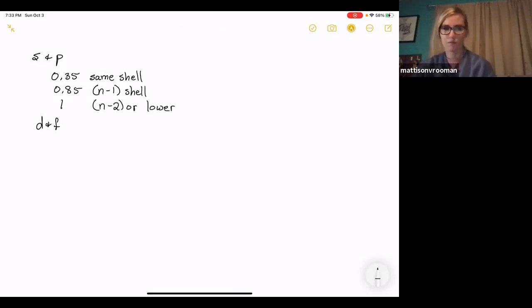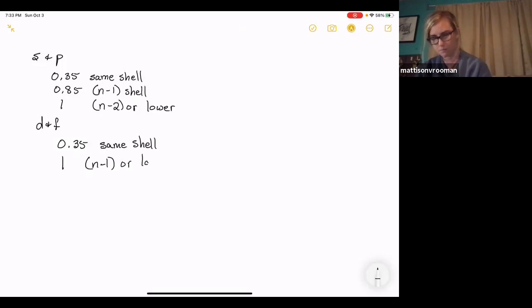Now with D and F, it is 0.35 again if it's in the same shell, but it is 1 if it's in N-1 or lower. So that's the difference with D and F compared to S and P, is that we pretty much jump straight to the 1.